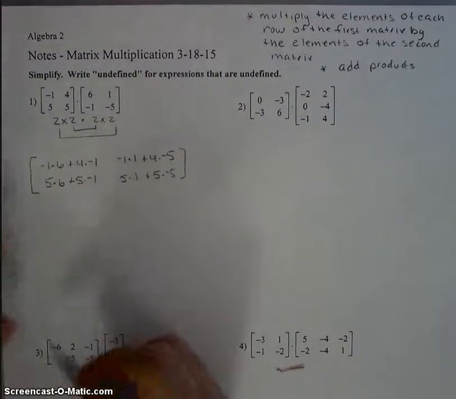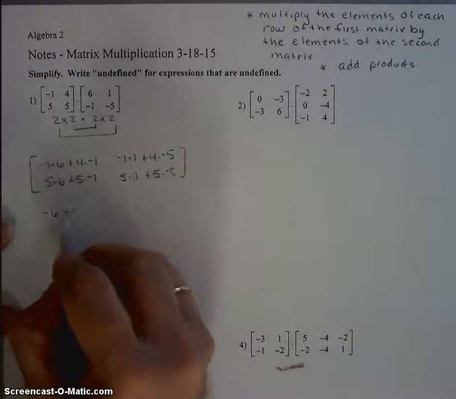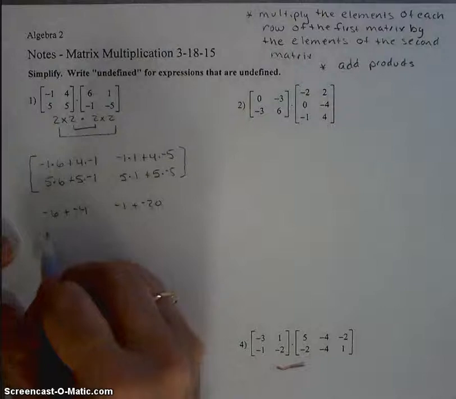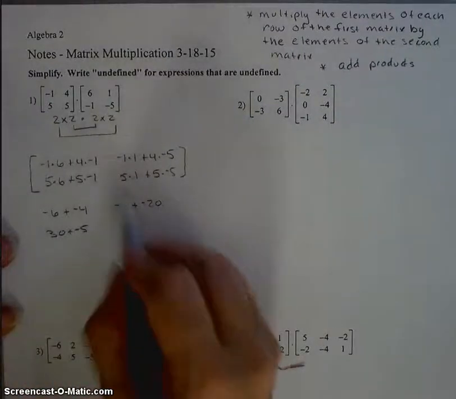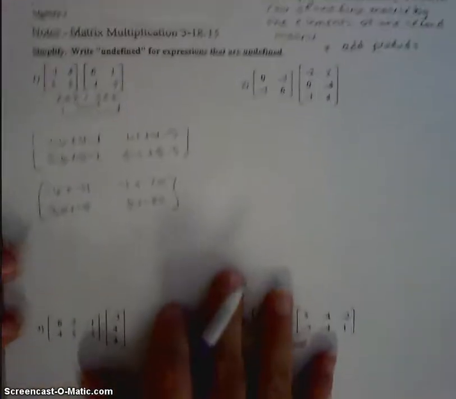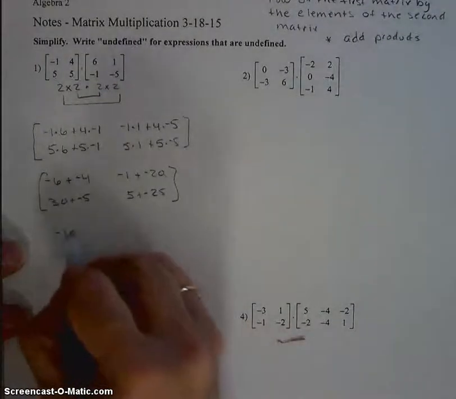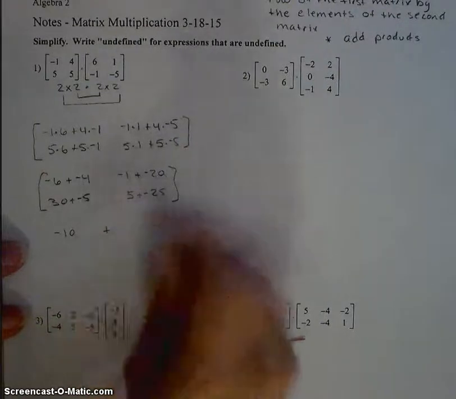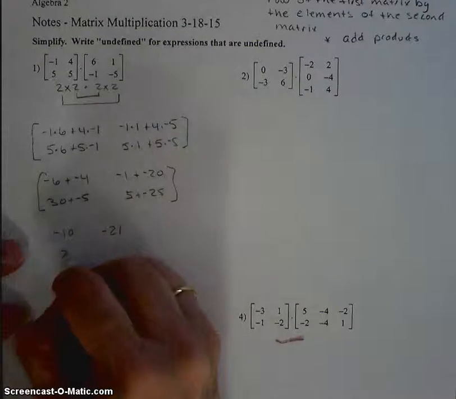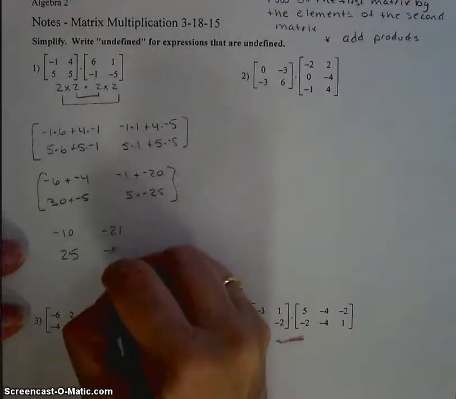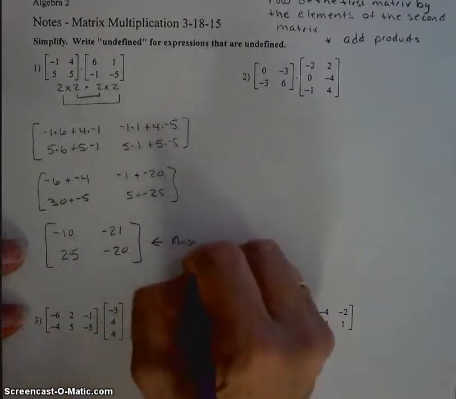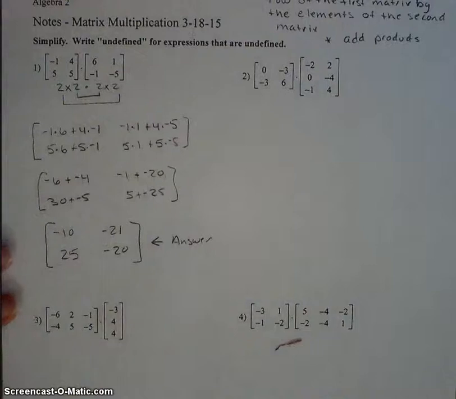Okay. So now I'm going to simplify. Negative 1 times 6 is negative 6 plus negative 4. Negative 1 plus negative 20. 5 and 6 is 30 plus negative 5. And then 5 plus negative 25. So my resulting matrix, again, I'm going to simplify it. Negative 6 and negative 4 is negative 10. Negative 1 and negative 20 is negative 21. 30 and negative 5 is positive 25, and 5 and negative 25 is negative 20. So this is my matrix here. This is your answer here. And it is a 2 by 2 matrix, is what I said.